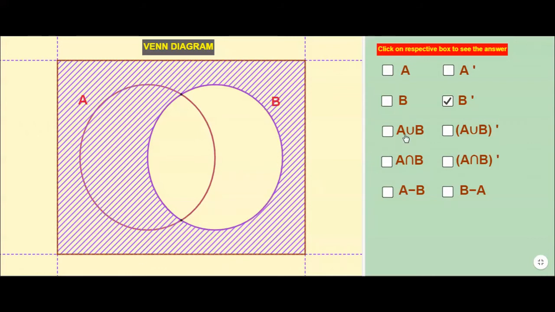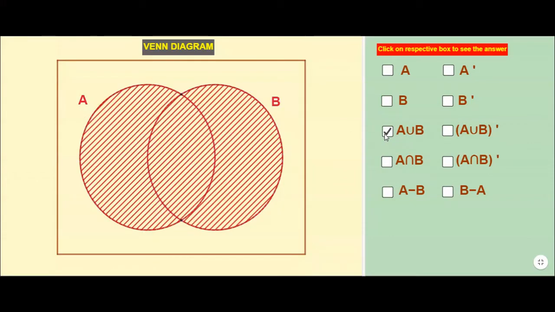Now let us move to A union B. A union B, that is union of two sets A and B, is the set which contains elements of either A or B or both. So we will get, as you can see, the shaded portion which covers both the circles representing A and B.